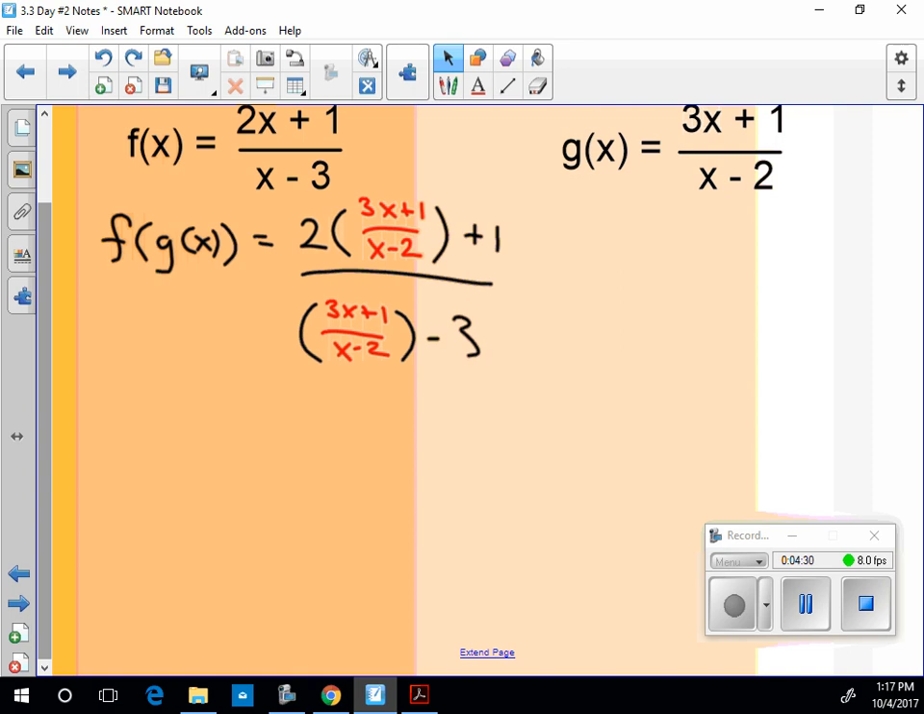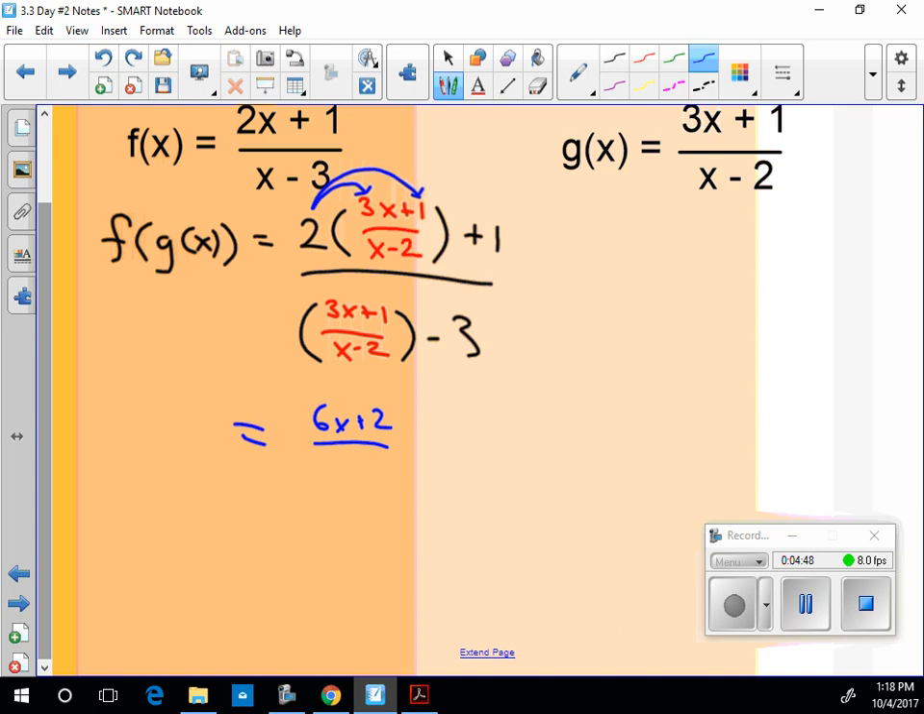Common denominator. Okay, let me help you out here a little bit. Let's take the numerator here. Let's distribute a 2. That 2 only goes to the numerator of this rational expression, right? It doesn't go to both the top and the bottom. Everybody okay with that? So I get 6x plus 2 over x minus 2.